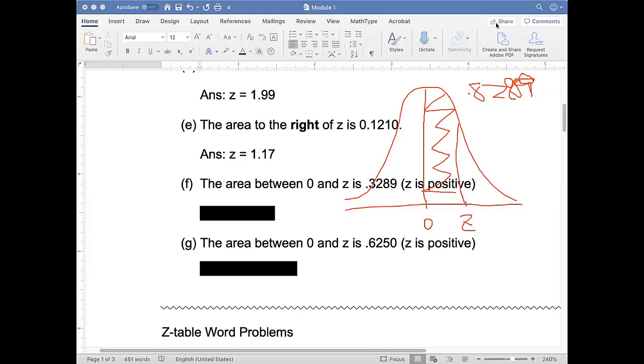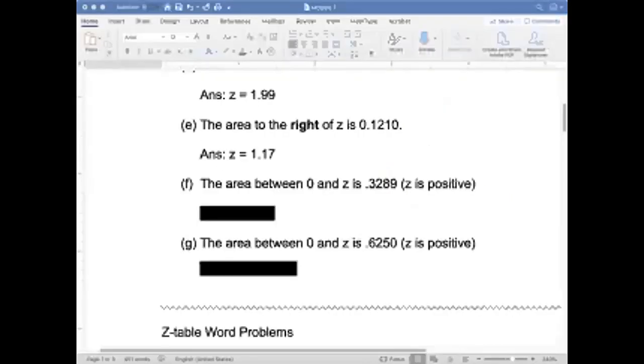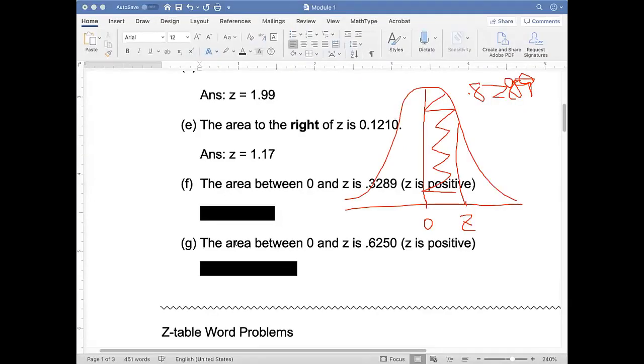Okay, 0.8289. So this is the probability you want to look for from your table. And so let's do that. Hopefully you guys are able to see my screen. Okay, so 8289. This is what you want to look for.